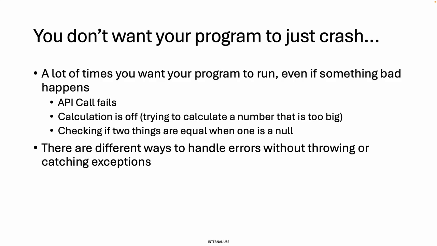You can get this error if calculations are off. So if you're trying to calculate a number that's way, way too big, maybe you'll get an error with this. You can get an error if you check if two things are equal and one is null. You'll get like a null pointer exception if we're talking about back-end work. But there's a lot of different errors that can happen. So there's different ways to handle the errors. And one of the ways is by throwing or catching exceptions.